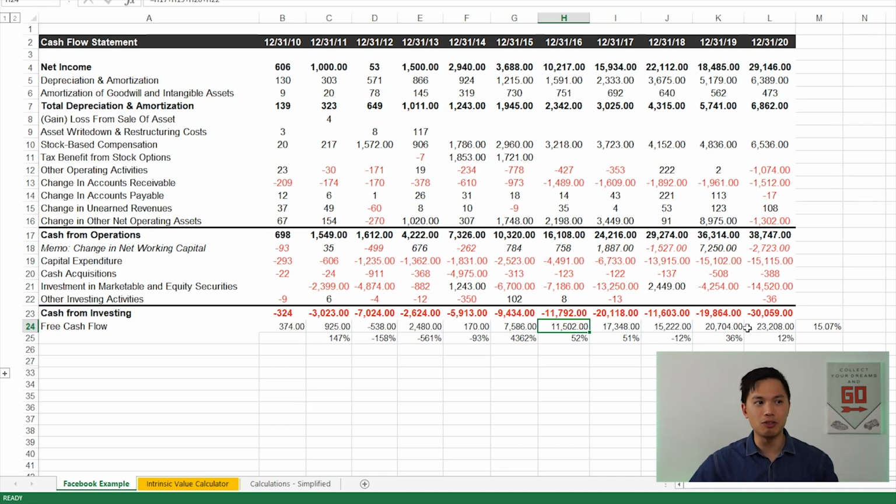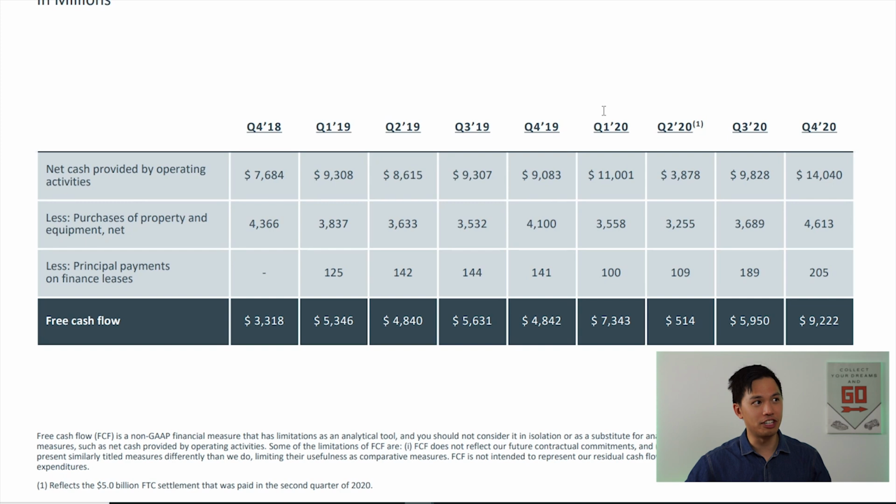All right, so this is just a high level overview of Facebook's numbers, but if you dig a little bit deeper, you can also find more useful information to refine your inputs, because remember, garbage in, garbage out. So the more information that you have, the better. So over here, I have the free cash flow reconciliation of Facebook from Facebook's earnings presentation in Q4 of 2020. And over here, we see Q2 of 2020 having a much lower free cash flow than the other quarters, as well as the previous year's Q2 free cash flow number of $4.8 billion.